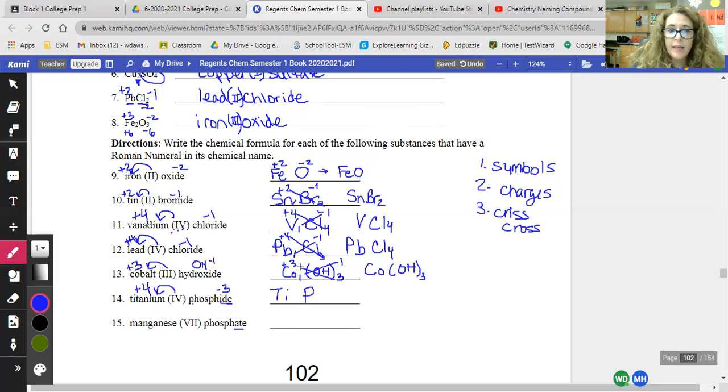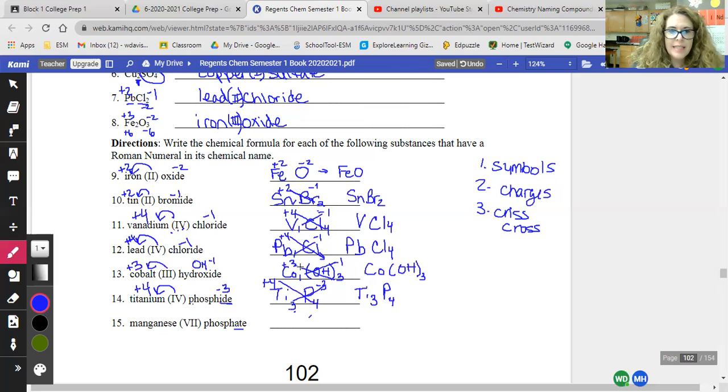So then Ti and P, I have a positive 4 and a negative 3. When I crisscross, I need 4 phosphorus and 3 of the titanium, because I have a positive 12 and a negative 12, so the common multiple crisscross method is going to work just fine, right? So I have Ti3 and then P4.